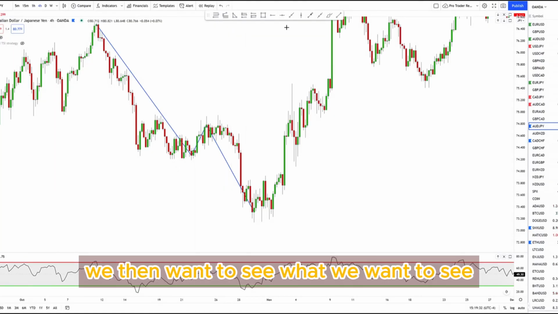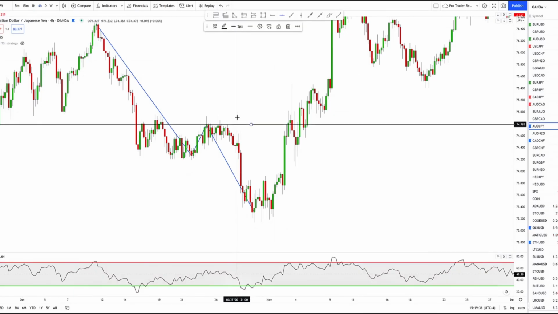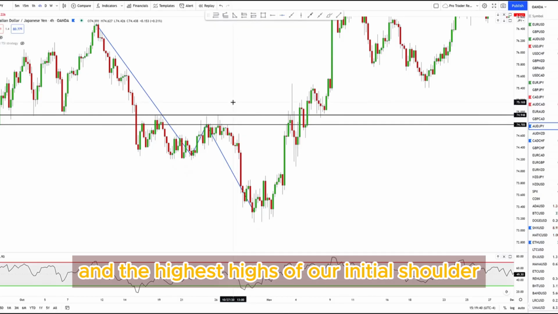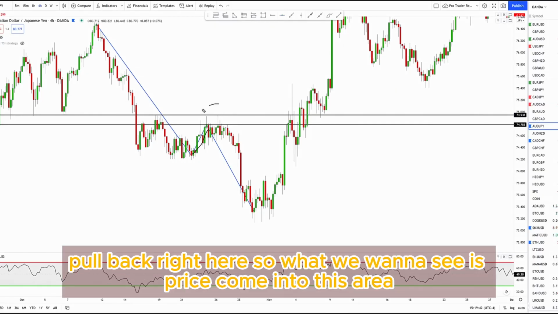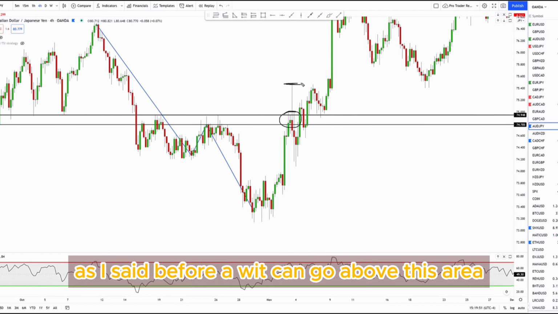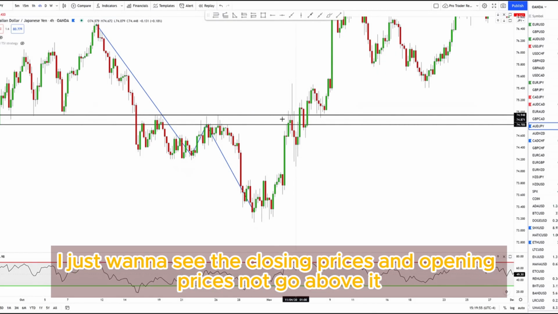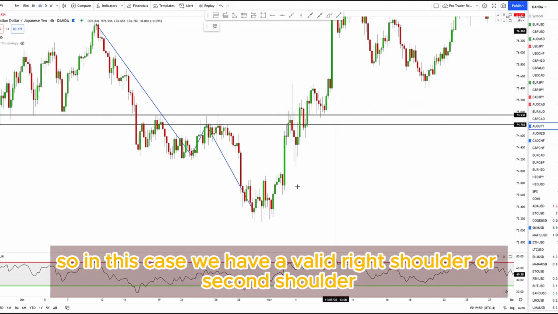We then want to see what? We want to see price come up and test between the highest bodies and the highest highs of our initial shoulder pullback right here. So what we want to see is price come into this area, but not close above it. Do we get that? Right here. Yes, we do. As I said before, a wick can go above this area. That's totally fine. I just want to see the closing prices and opening prices not go above it. So in this case, we have a valid right shoulder or second shoulder.